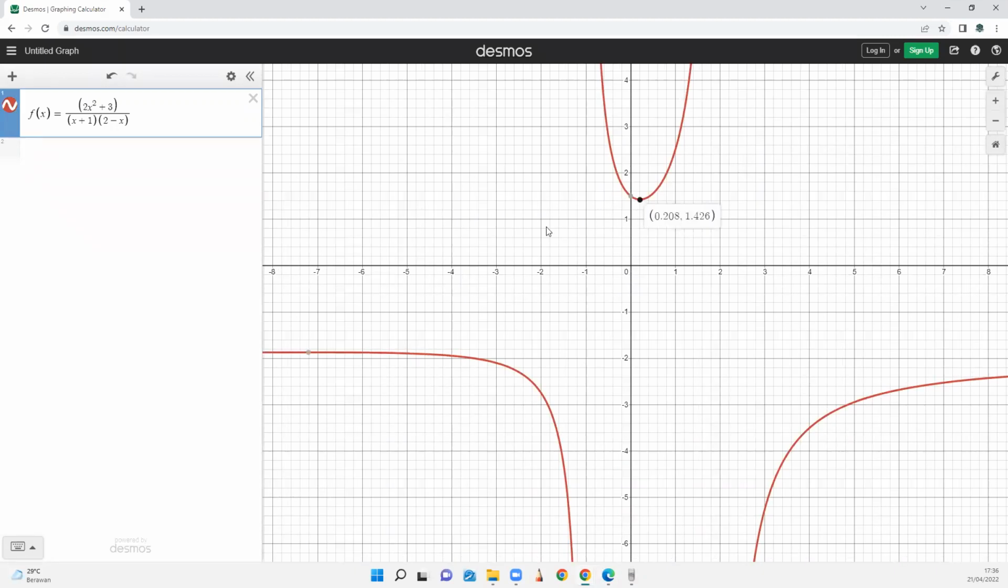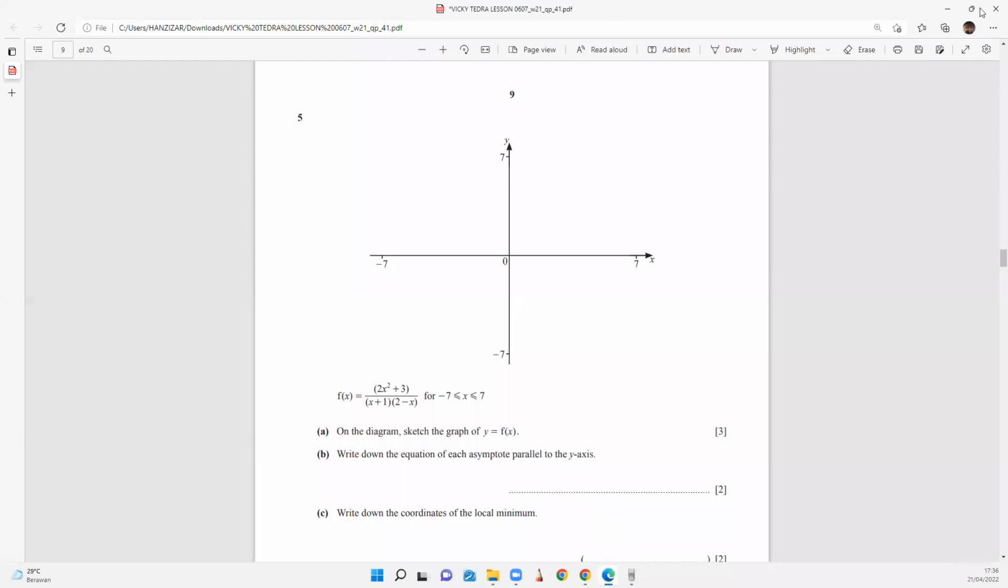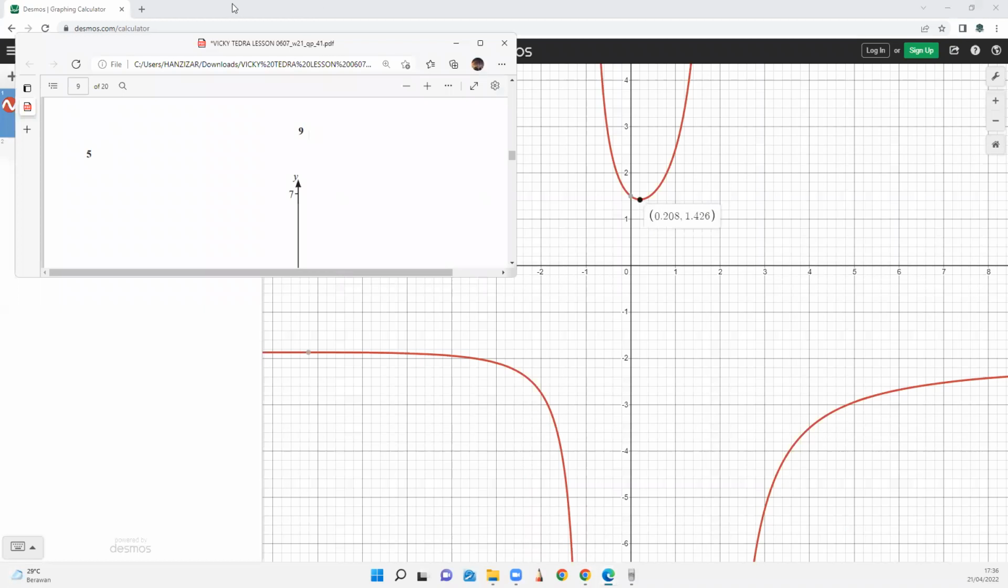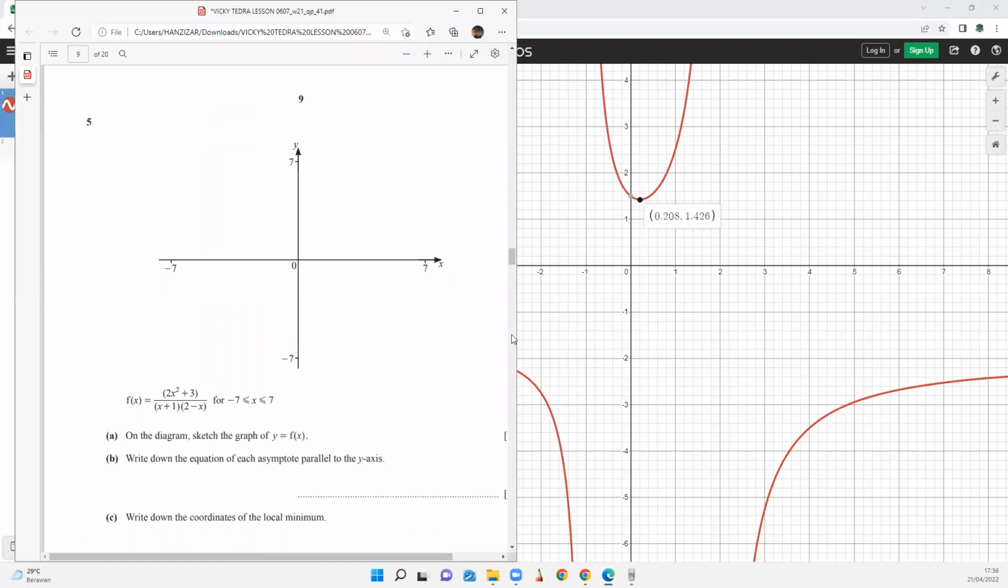Okay, write down. Okay, I have to sketch this. Do it very neatly, as neat as you can. So this will be 1, right?